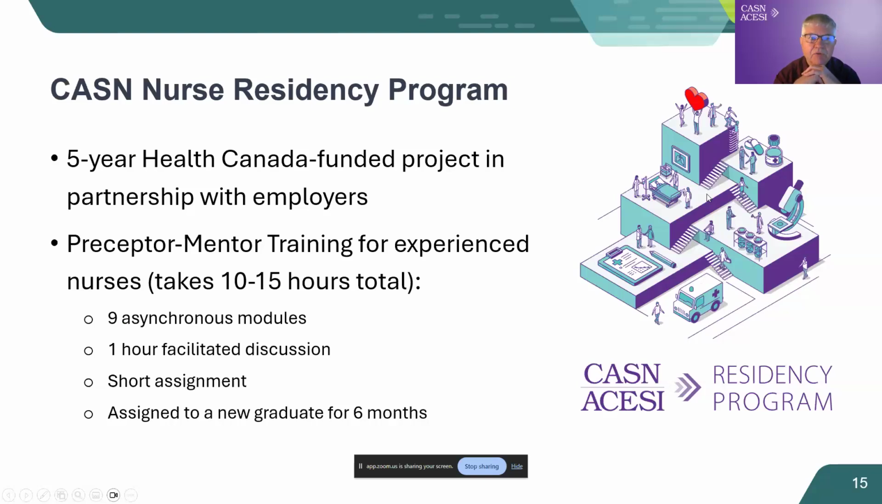So the first thing I'll talk about is the CASN Nurse Residency Program. It's a 5-year Health Canada funded project, and it's in partnership with employers. So it's not with individual nurses, it's with employers. And there are 2 main parts to it.